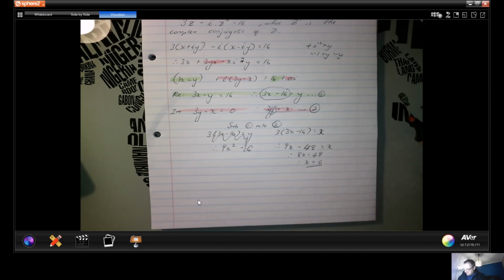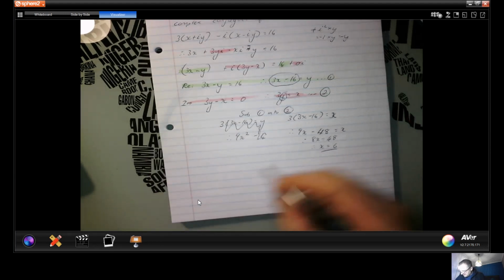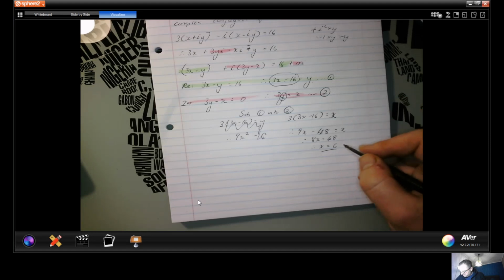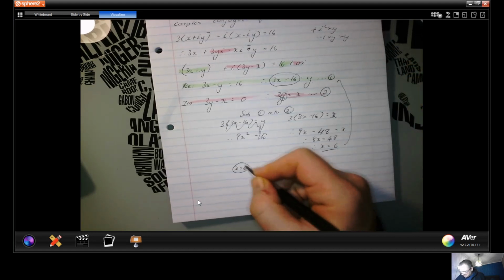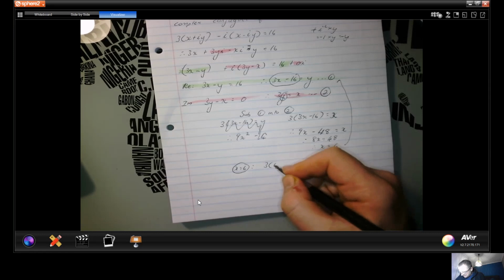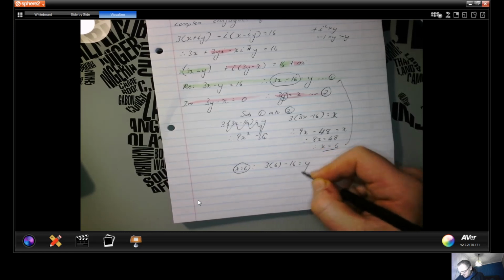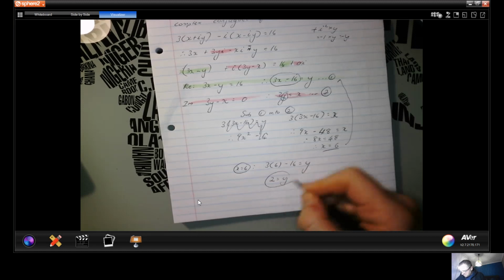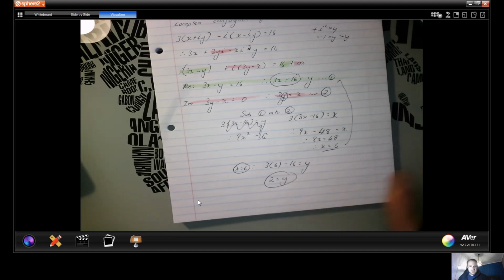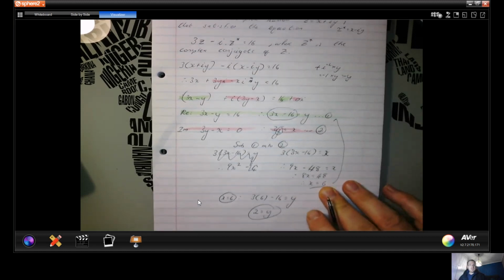6. So if x is 6, and I sub back into 1 or 2, let's sub into 1. If x is equal to 6, I'm going to get 3 times 6 minus 16 is equal to y. So 18 minus 16 is 2. So y is equal to 2. So you end up with x is equal to 6 and y is equal to 2.